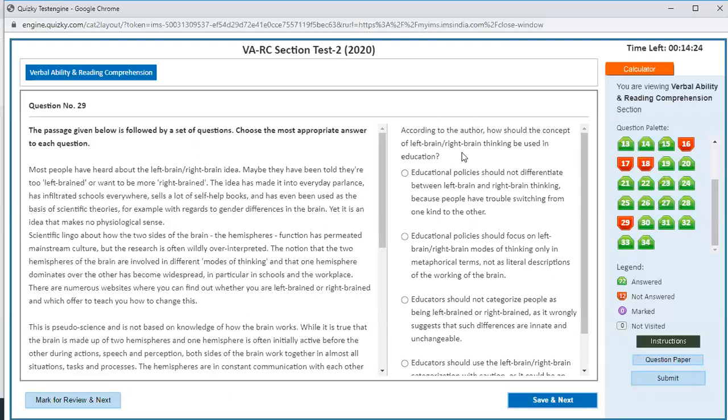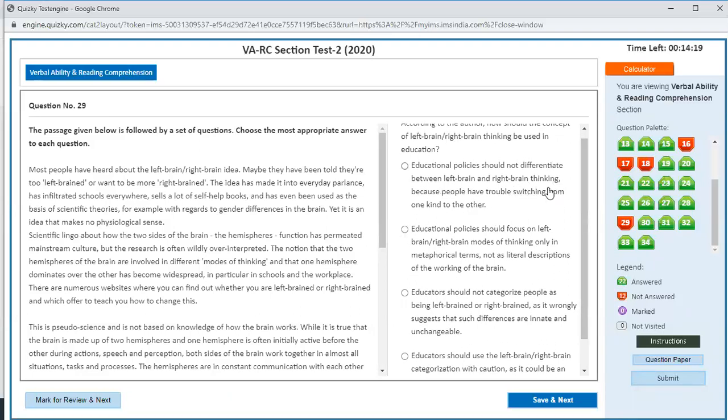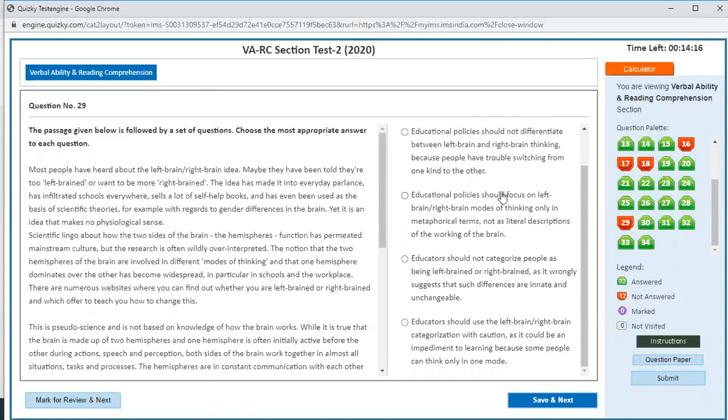According to the author, how should the concept of left brain, right brain thinking be used in education? Education policy should not differentiate between left and right thinking because people have trouble switching from one kind to the other. No. I don't know. Education policy should focus on left brain, right brain modes of thinking only in metaphorical terms. Okay, this looks fine. Educators should not categorize people as being left brain, as it strongly suggests that such differences are innate and unchangeable. Okay, अपन ने changeability की तो बात नहीं करी है कि इधर से उधर आप shift कर सकते हो. Okay, educators should use the left brain, right brain categories with caution, as it could be an impediment to learning. नहीं ऐसी बात तो नहीं करी गई.